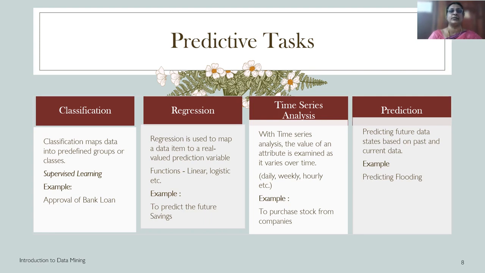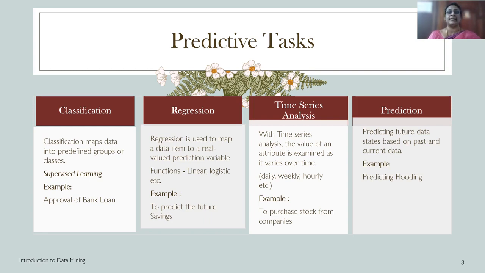Regression is used to map data into a real-valued prediction variable. Here some functions are being used. We have to give an input to the function, and it will tell you whether there is a possibility of reaching that particular goal in the future. Some of the functions used are linear, logistic, and some other functions. For example, I have this much savings at present. What will my savings be when I deposit in this manner? What will be the saving in my future? That could be analyzed by using regression analysis.